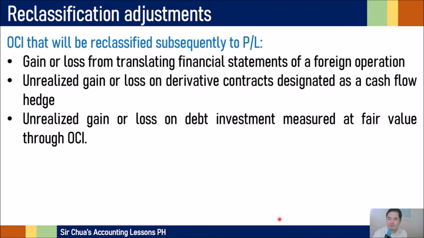Okay. OCI that will be reclassified subsequently to PL. Ito pa yung mga examples na pwede nating i-reclass. Gain or loss from translating FS of a foreign operation. Unrealized gain or loss on derivative contracts designated as a cash flow hedge. So, na-discuss na po yan sa inyo sa accounting for special transactions yata. Or sa isa, yung accounting for business combinations. Basta dyan sa advanced accounting nyo, nandyan yan. Okay? And then, unrealized gain or loss on debt investments measured at fair value through OCI.